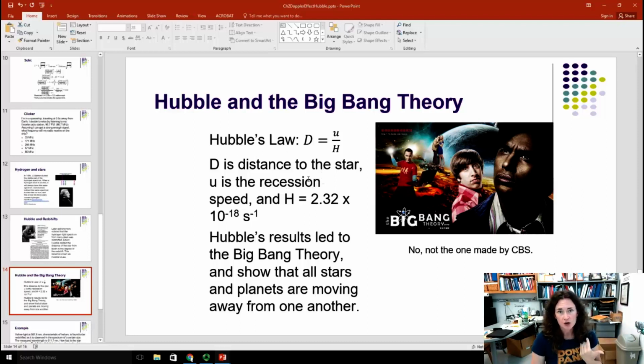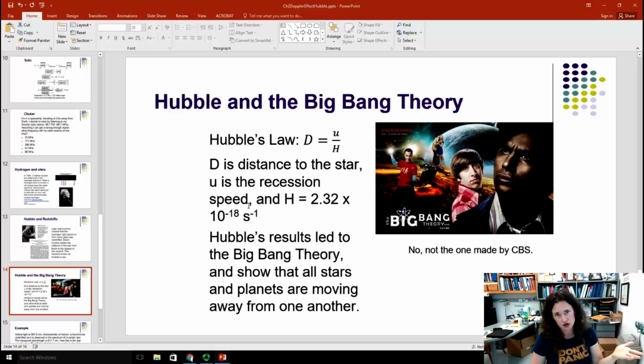I should note that Hubble's constant is one of those fundamental constants that we know to a smaller degree of precision than many others. Now, Hubble's results led all astronomers to conclude that stars that are far away from us are actually moving away from us.